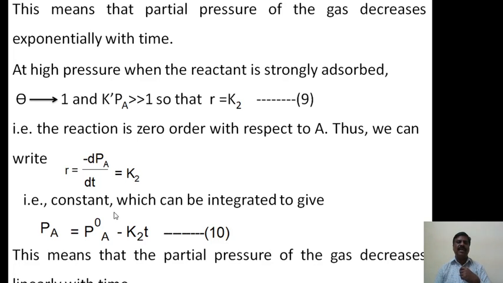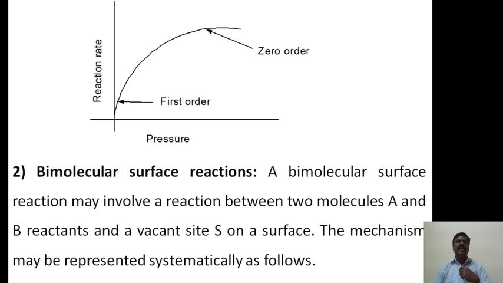That is a constant which can be neglected, to give PA is equal to PA naught minus K2 T. This is called equation number 10. This means the partial pressure of the gas decreases linearly with time. Then this is the graph of the reaction rate versus pressure.